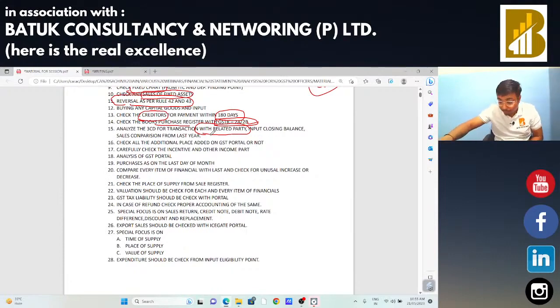Okay sir, so we need to check the 3CD form, and one tab is there related to transactions with the related party. And if there is any transaction related to purchase and sales with the related party, in that case we get the idea from that 3CD form, who is the related party of that particular entity.